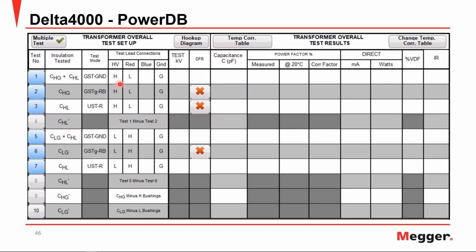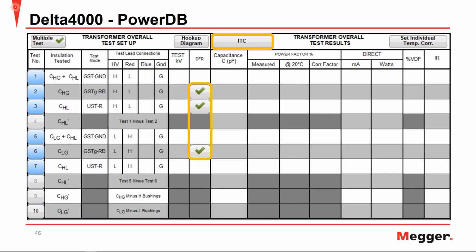If we scroll down further, we'll come to the overall test setup seen here. By default, you'll notice that the temperature correction tables are being utilized and the narrowband dielectric frequency response is turned off. All we have to do to change this is simply click those boxes, and the test form will look more like this, where we have utilized the individual temperature correction as well as the narrowband dielectric frequency response functionality.